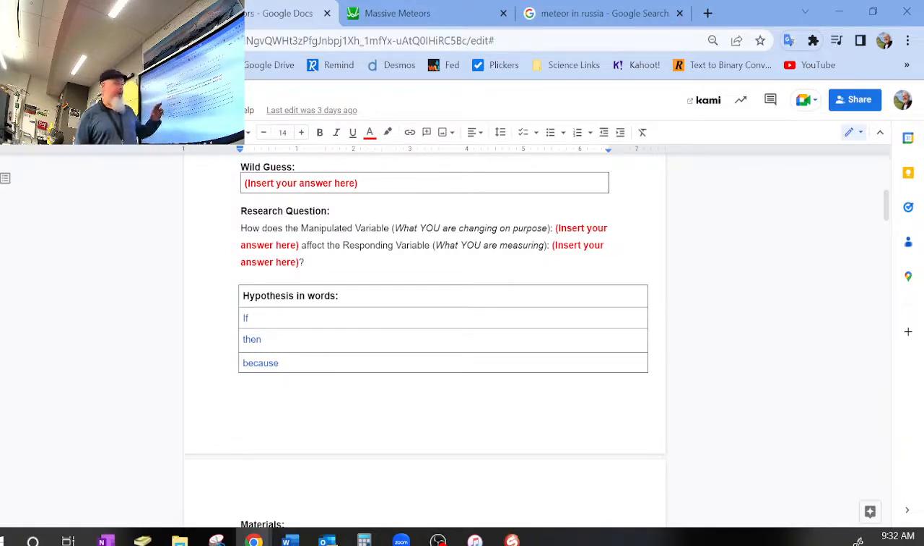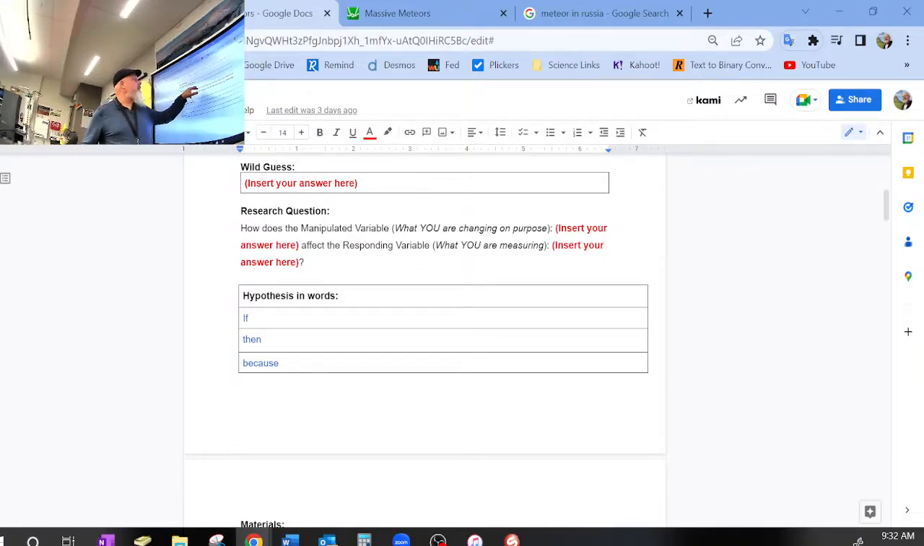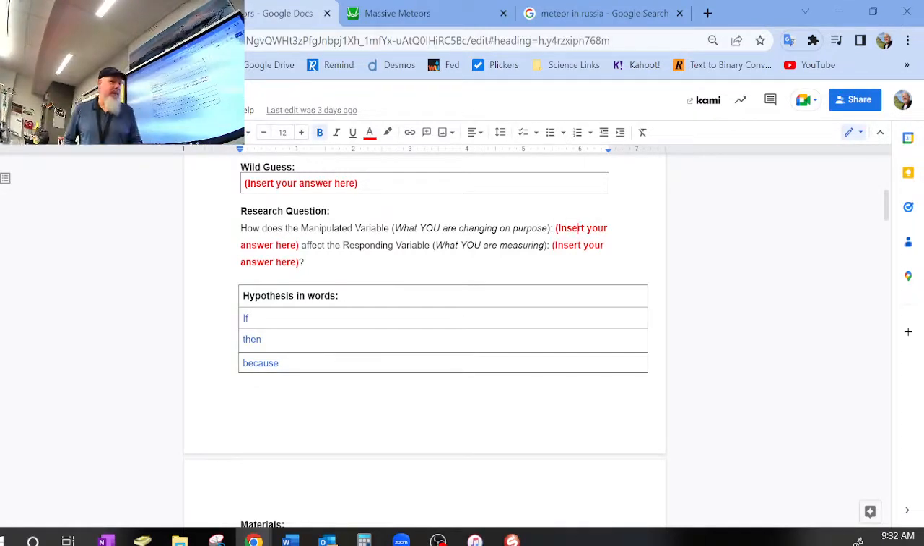That said, think about what I just said there. What am I manipulating? Our research question says, how does the manipulated variable affect the responding variable? I want you to tell me what the manipulated variable is. What is the thing that we are changing in this experiment? And how does that affect the responding variable? What are we measuring as a result of that change?